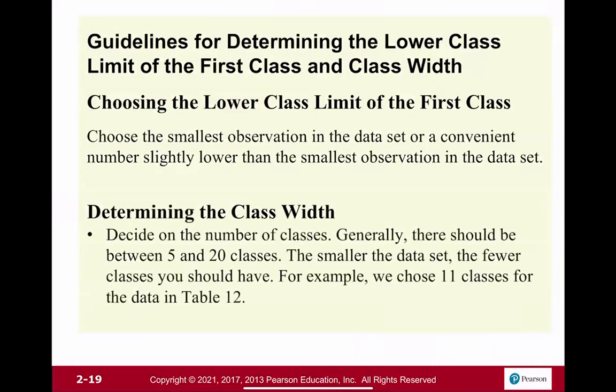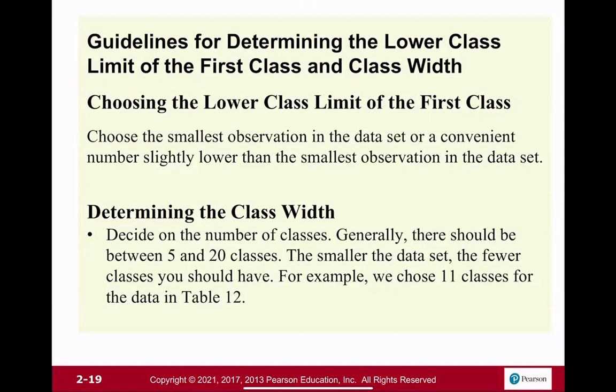Then determining the class width. So decide the number of classes that you want. Generally, there should be between 5 classes and 20 classes. Again, that's not an exact science. Some classes do represent the data a little bit better than others, but it's not going to be exact. So the smaller the data set, the fewer classes you should have.